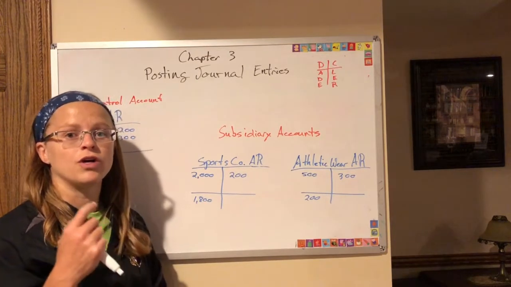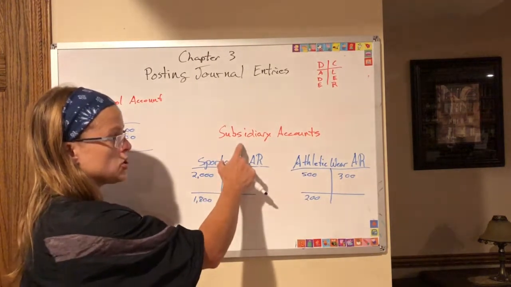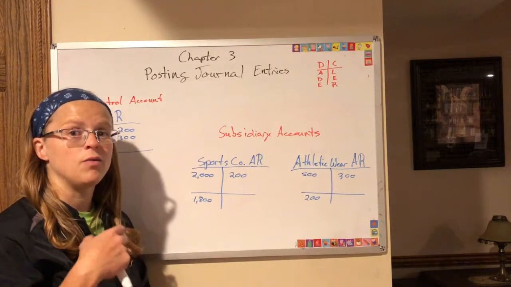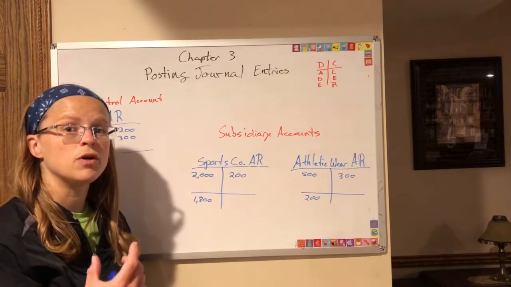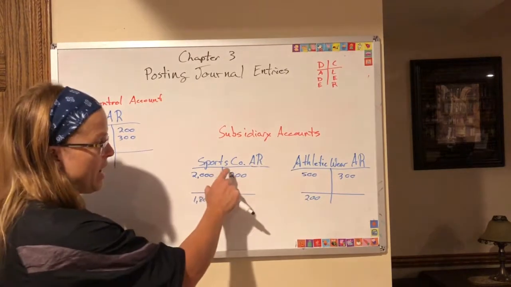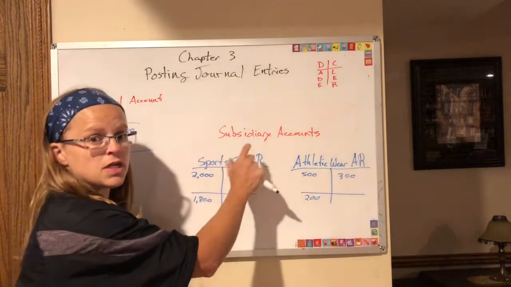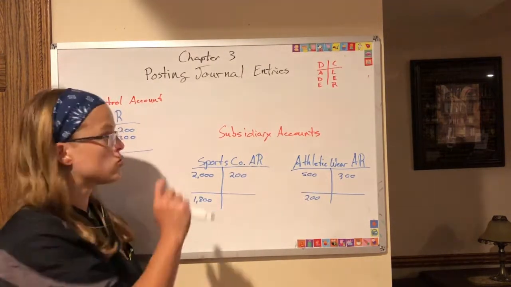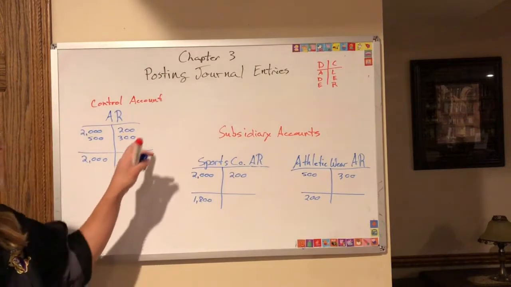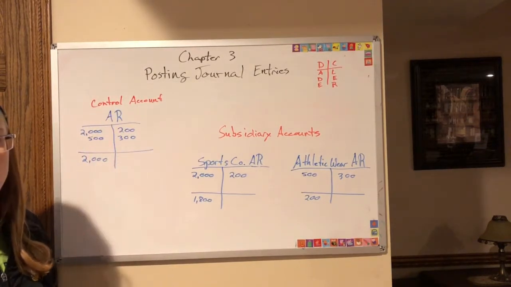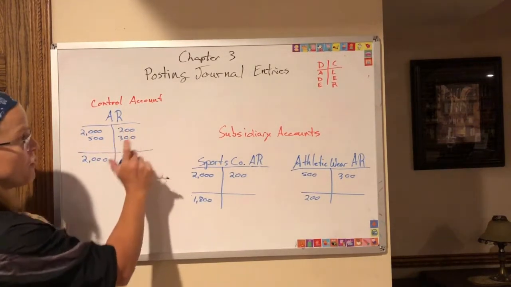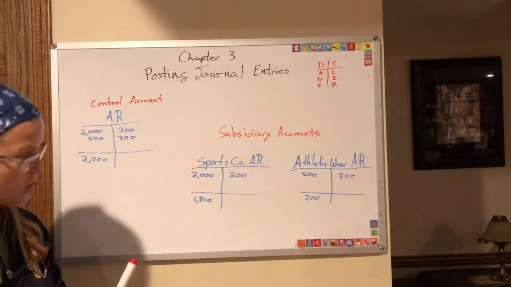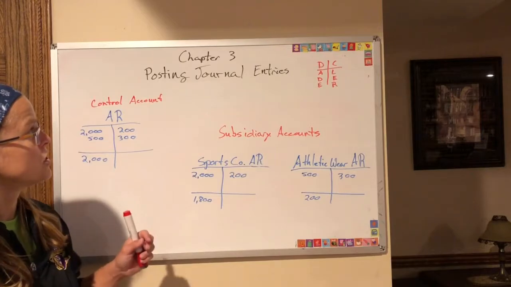And the same goes for accounts payable. There are subsidiary accounts for each individual account that we would owe. So if we put things on account, we would have subsidiary accounts for each company that we owe. So those are the subsidiary accounts, and this would be the control account. And the same would be for accounts payable. We would have a control account for accounts payable. So those are the subsidiary ledgers.